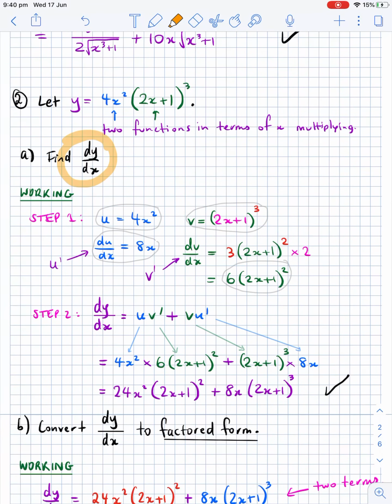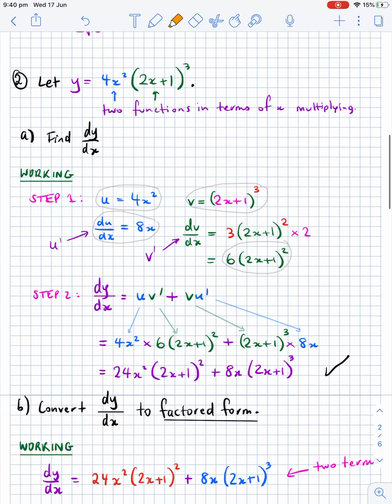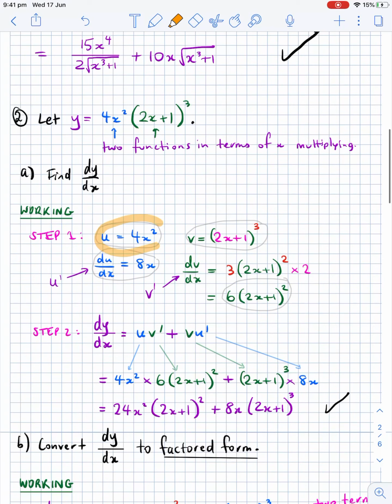Okay, so first up, let's find dy dx, the derivative of y in terms of these x's. Step 1, let u equal this first part and let v equal this second part. So we've got 2 out of our 4 parts for our formula. Next up, differentiate u, which gets the derivative of this is 8x. So that's our third part done.